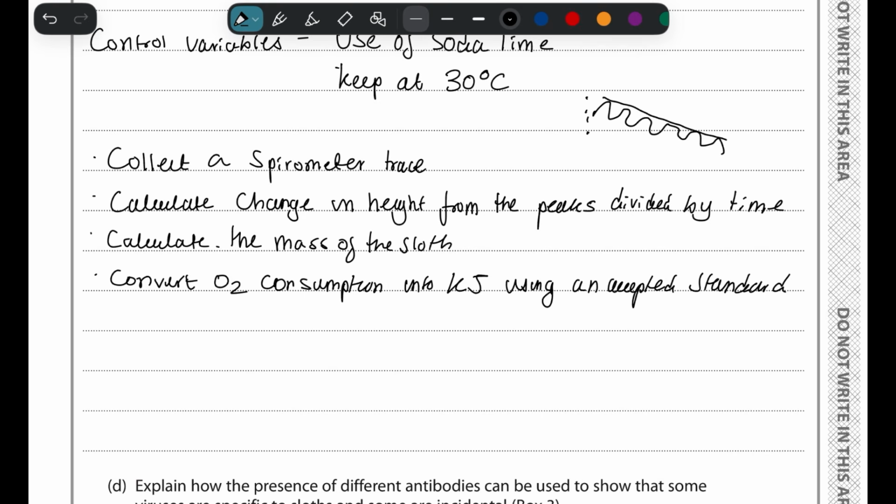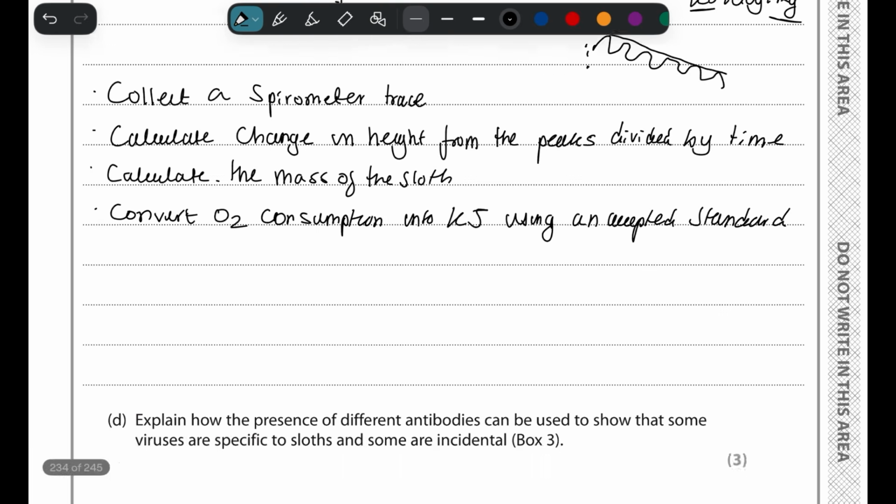We also saw that it was in kilojoules per day per kilogram. So what we're going to want to do is we need to get the mass of the sloth so we can do this kilogram part. And we also need to convert oxygen to kilojoules. And then we can also convert the time to the day as well. That will give us the kind of thing that we're looking for in that question.